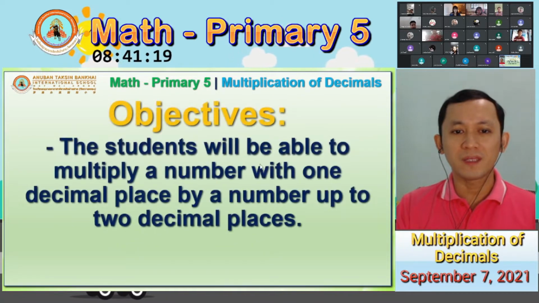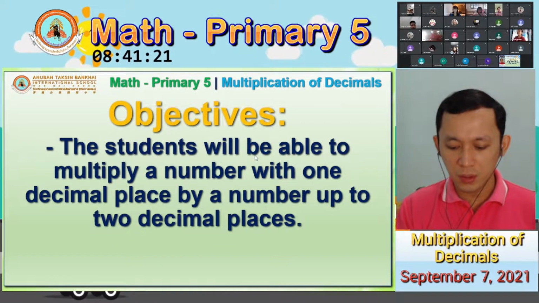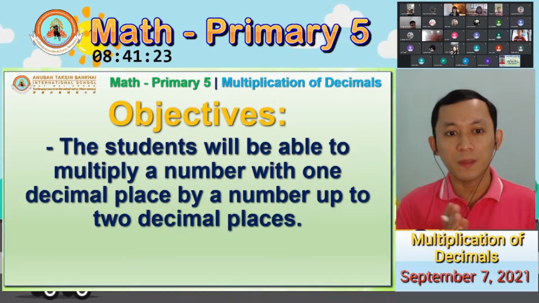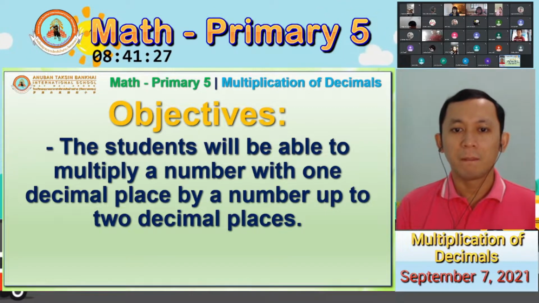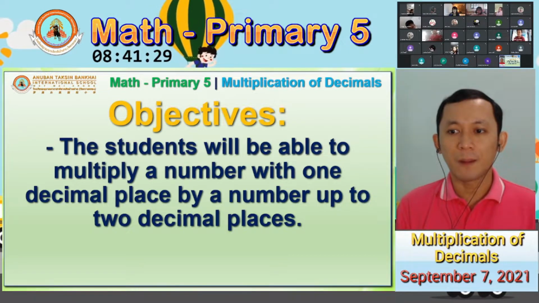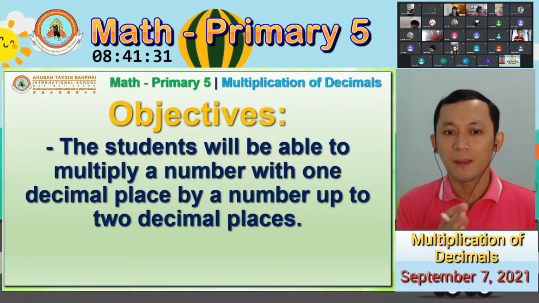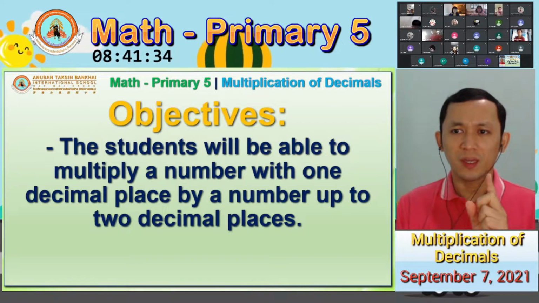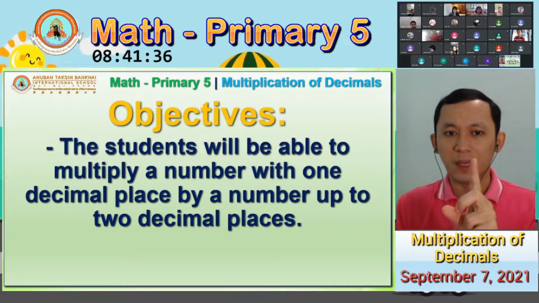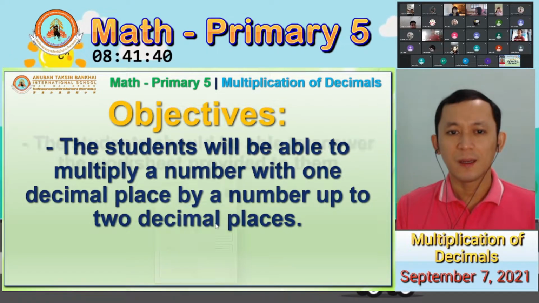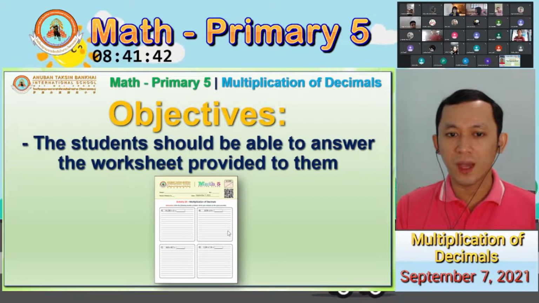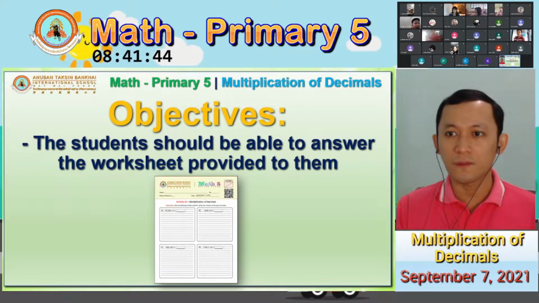So here, our objective is for you to be able to multiply a number with one decimal place by a number up to 2 decimal places. So it's either 1 decimal place or 2 decimal places. And then you are going to answer your activity number 24.